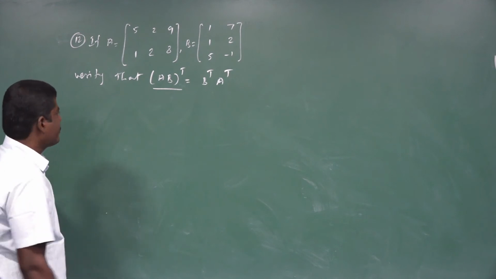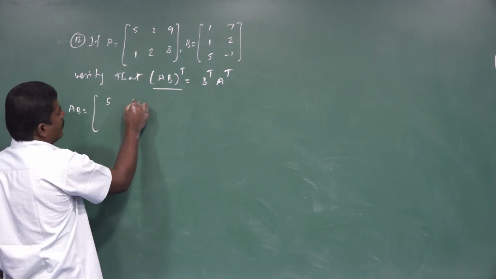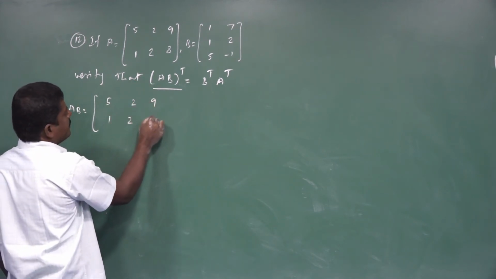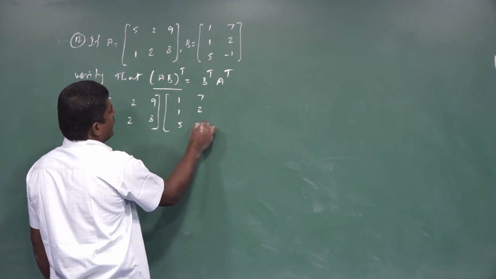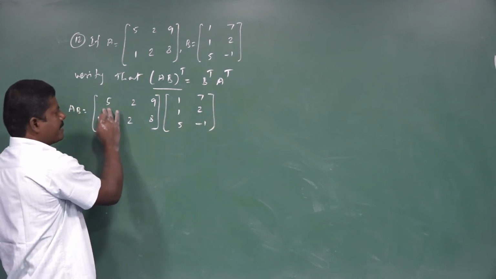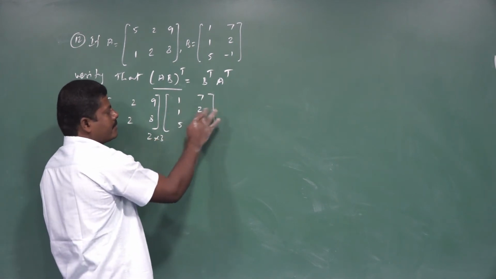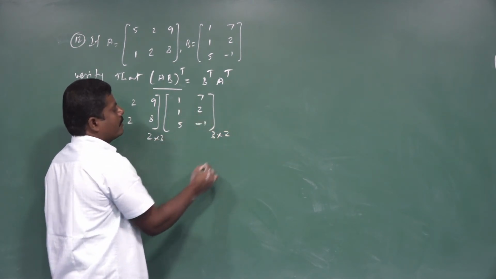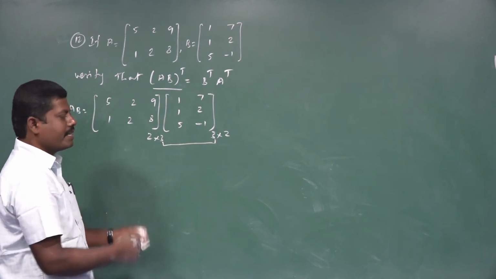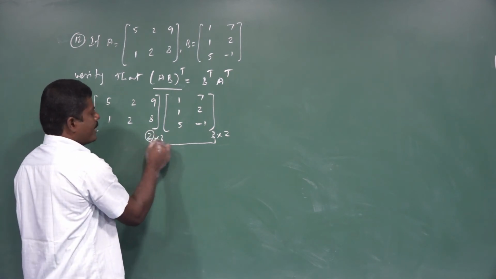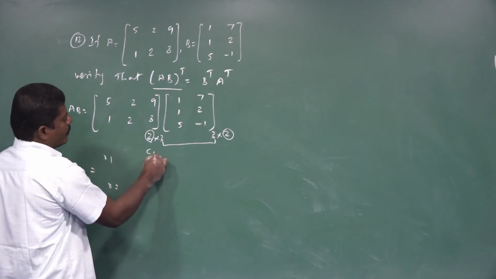First you find AB. Now AB is equal to matrix A, 5, 2, 9, 1, 2, 8, multiplied by matrix B, 1, 7, 1, 2, 5, minus 1. The order of our first matrix is 2 rows, 3 columns. The order of our second matrix is 3 rows, 2 columns. So the number of columns in the first matrix is equal to the number of rows in the second matrix. Therefore matrix multiplication is possible. Our result order is 2 by 2, with 2 rows and 2 columns.